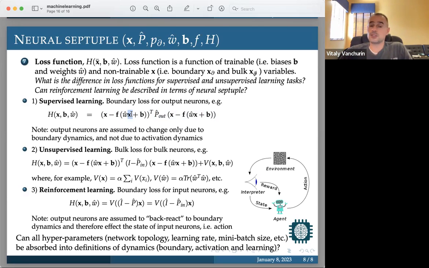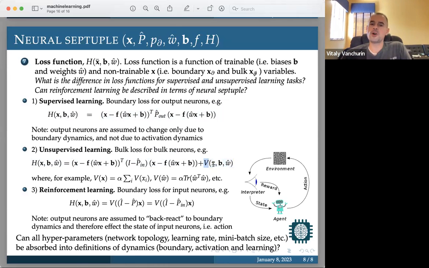Okay, now what about unsupervised? For the unsupervised, there are no output neurons, so you cannot do that. However, you can still define a kinetic-like term. Again, in physics, we would call this a kinetic-like term. And you can still define this kinetic-like term for the bulk neurons, where your demand is for the state of neurons not to change much, just like here, from one step of the activation dynamics to the other. It's your choice.